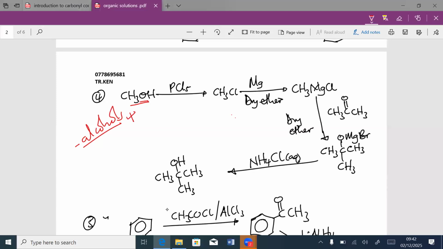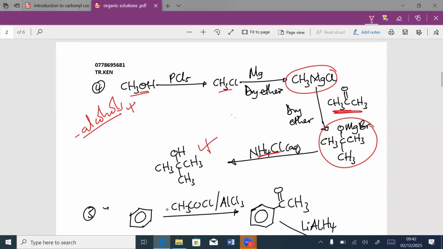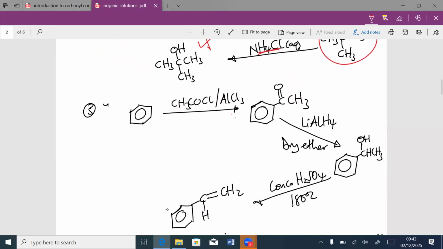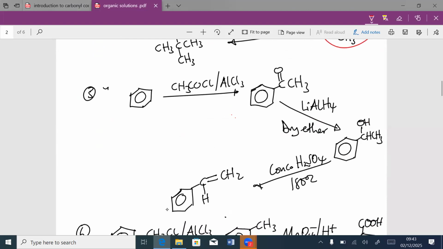So this I converted to a halide by adding PCl5 to form that. Then I add magnesium in the presence of dry ether to form my Grignard's reagent, which I'm going to add onto this to form this compound that I'm going to hydrolyze to form that compound. So you guys can snap that. You can take screenshots of that. Then here we're forming phenylethene.